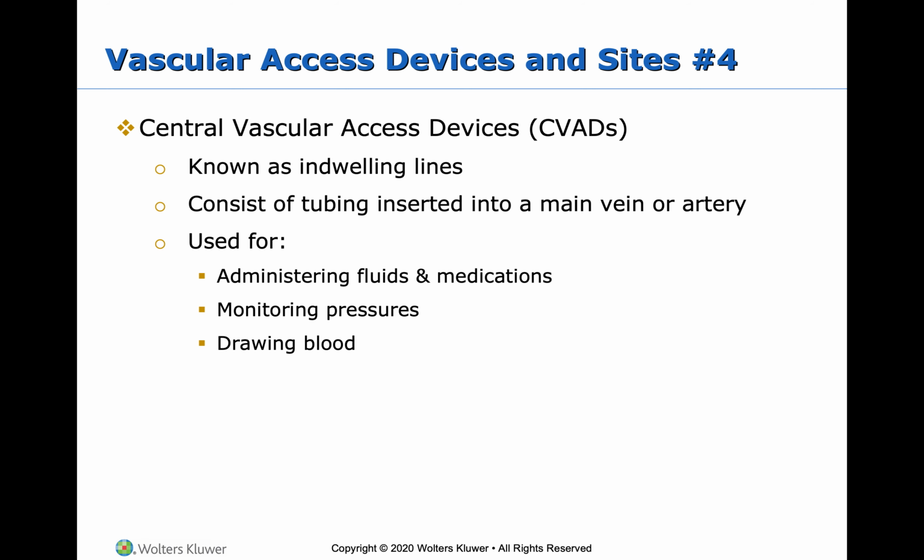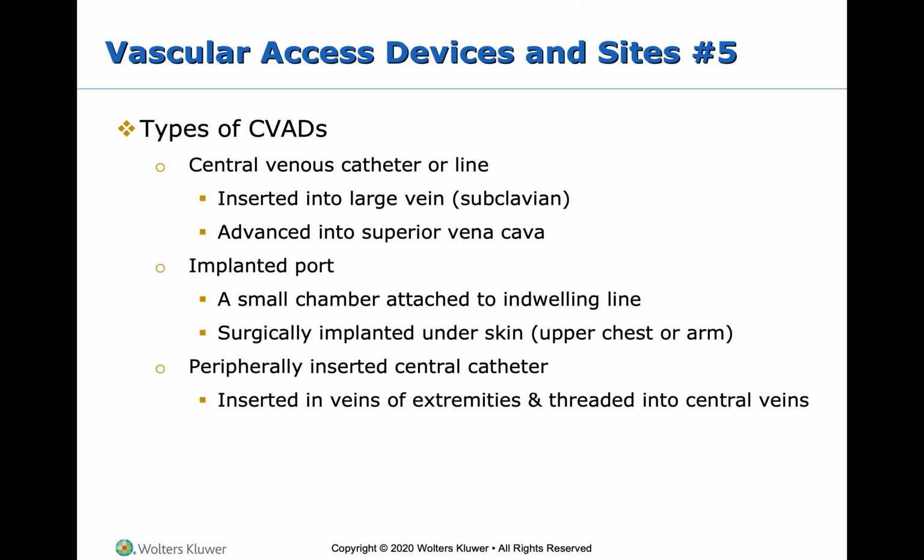their blood vessels. So the 3 different types we're going to talk about are central venous catheters, implanted ports, or peripherally inserted central catheters, also known as PICC lines. You're most commonly going to probably see PICC lines. However, I've seen many of all of them, so I do want you to know all 3 of these.